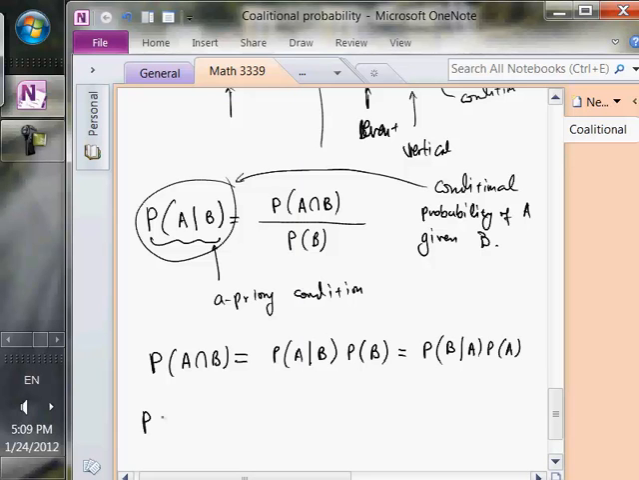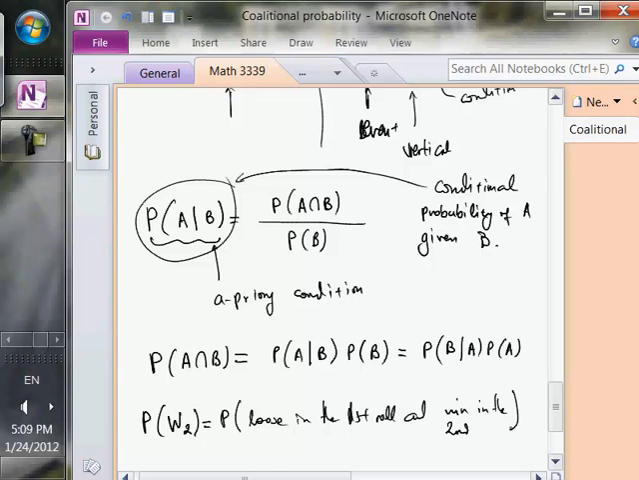Let's apply this to W2 as we had before. What is W2? Lose in the first roll and win in the second. A priori condition: if we know that we lose in the first roll, then the probability of winning in the second is 1/6.